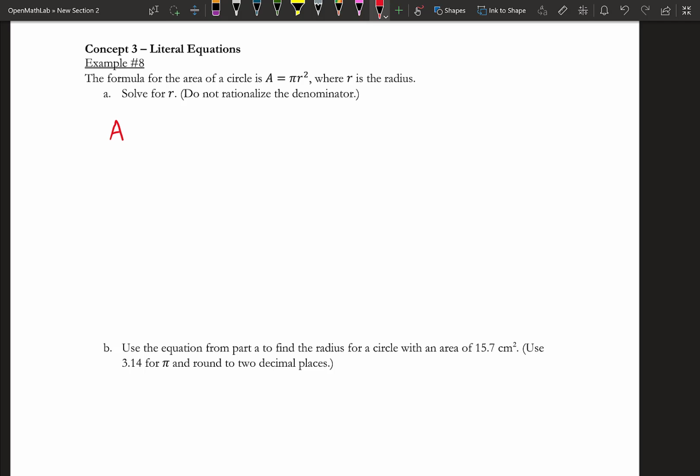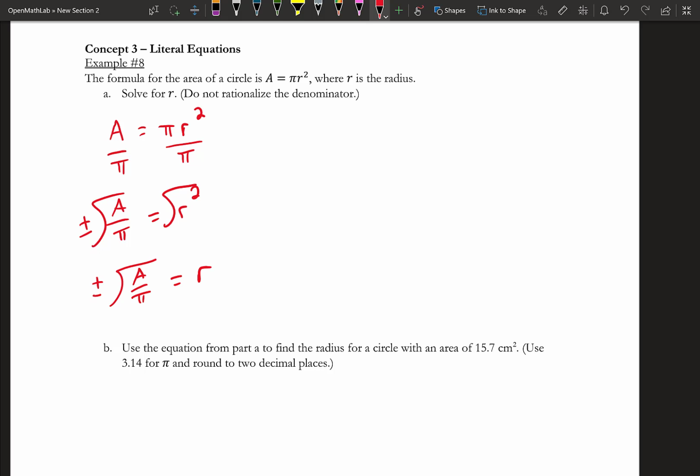So if I just write what we have, A equals pi r squared. I want to try to solve for r, so I want to divide both sides by pi, and what that gives me is A divided by pi equals r squared, and then I can take the square root of both sides, and I have to put a plus or minus in front of one side, right, if we're in general. So what that gives me is plus minus the square root of A divided by pi equals r, right?